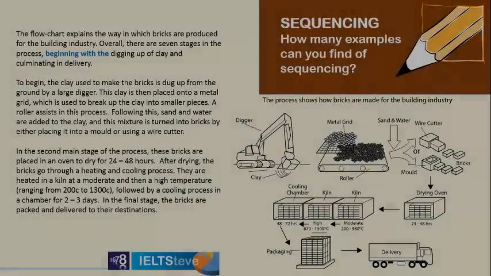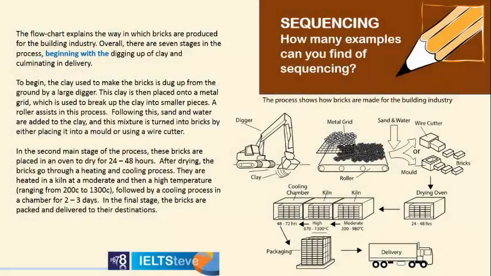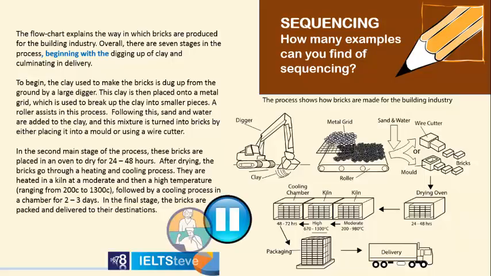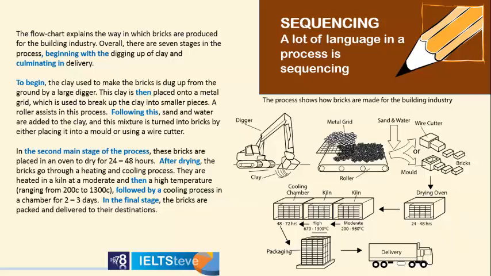Sequencing. In terms of sequencing, we need to think about how many examples you can find of sequencing in this example. So we've got the process here of making bricks. Over to the side we have "beginning with", so that means firstly. What other phrases does the writer use? So we see here quite a lot of phrases that are used for sequencing.